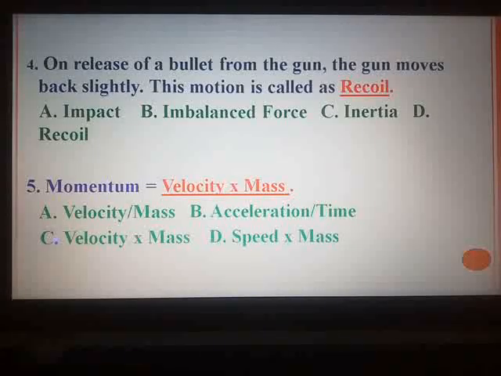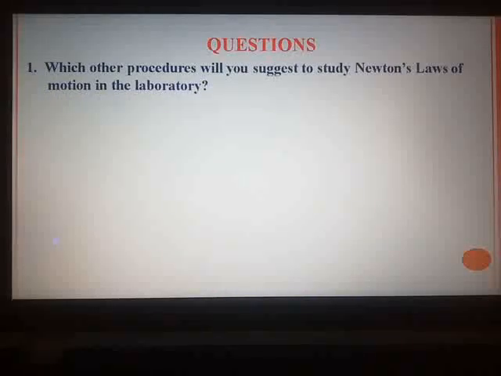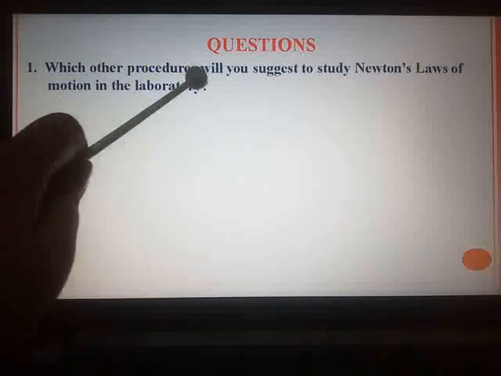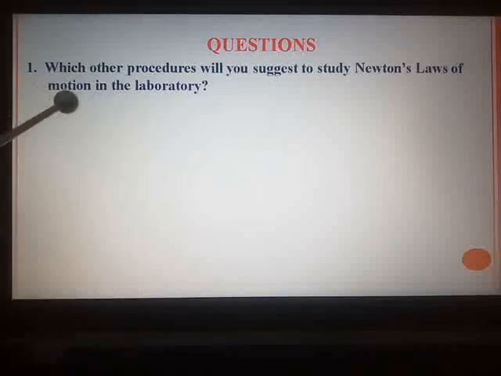Now let us discuss the questions which are given on page number 3. The first question is, now out of the 3 questions, I will make you write only the first and the second one. Pay attention carefully. Again and again the same instructions won't be given. Out of the 3, you will write only number 1 and 2, because if you see question number 2 and 3, they are similar. First one is, which other procedures will you suggest to study Newton's laws of motion in the laboratory?